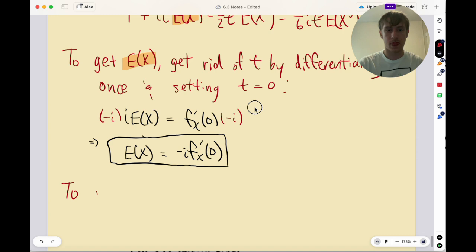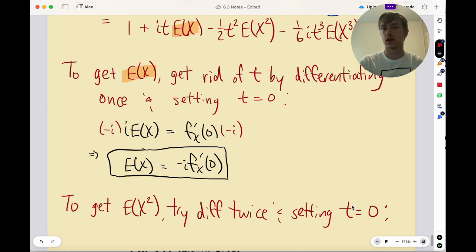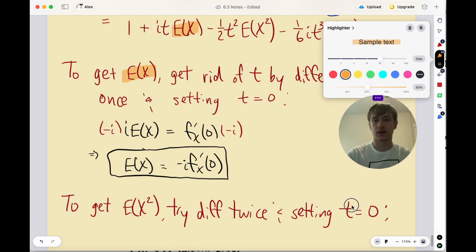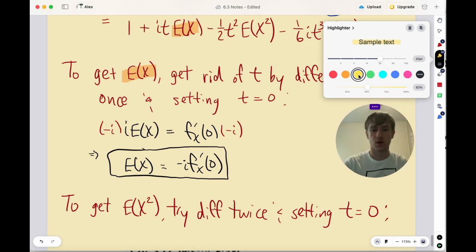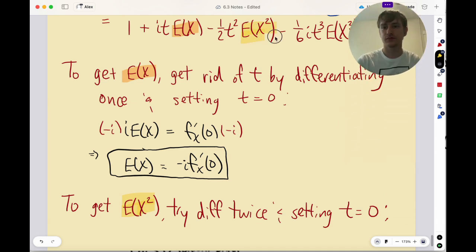To get the expected value of x squared, let's try differentiating twice, and again setting t equal to 0. Maybe I should highlight this in a different color. Okay, so we want this and we want that. So what do we get when we do that?